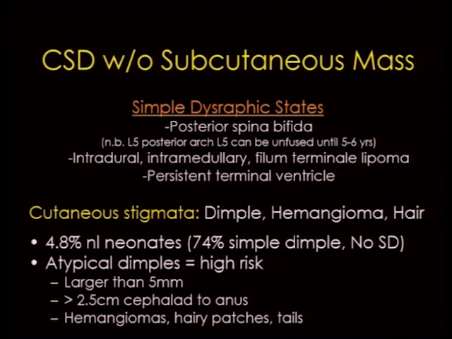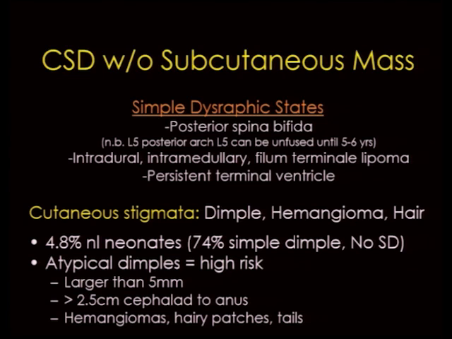And while as imagers we might say, yes, every single one of these kids should get imaged, it's certainly not cost effective, particularly when it's been shown that the overwhelming majority of these, almost 3/4, simply have a cutaneous lesion with no underlying neurologic manifestation or neurologic abnormality. So how do we distinguish those? The ones that need to be imaged are those at high risk. And what makes them high risk is they're atypical.